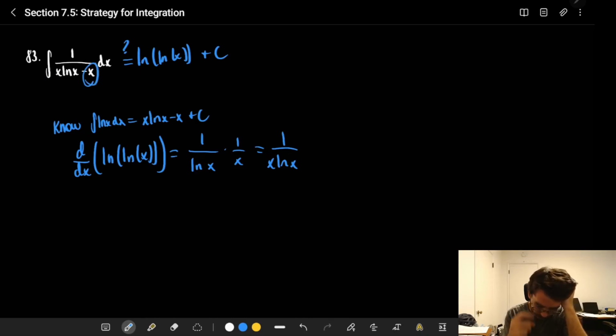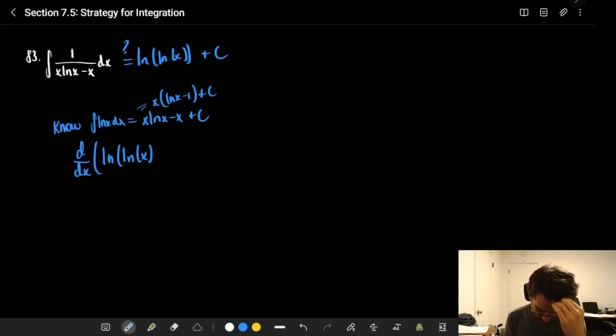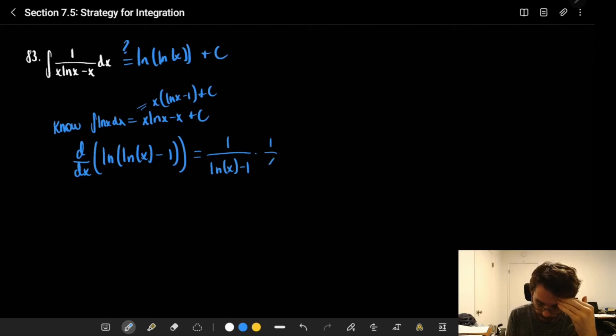So how would we get a minus x here? I mean, I guess you think, like, factor out the x, do log x minus 1. So do I do log of log x minus 1? This is not an integration technique, by the way. This is me guessing. Log of log x minus 1. Would it be 1 over log x minus 1 times the derivative of log x minus 1, but the derivative of log x minus 1 is just 1 over x. And that's 1 over x. Oh, that works.